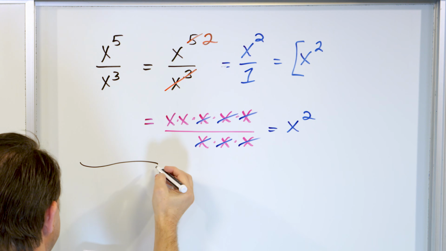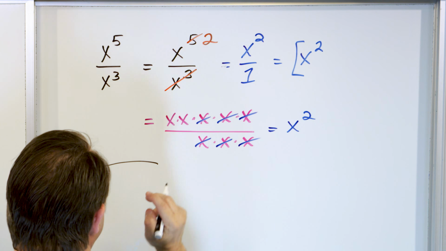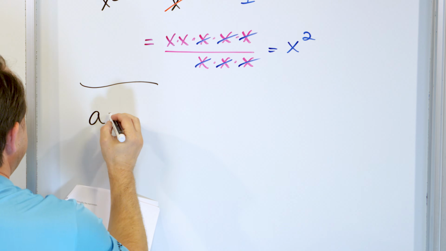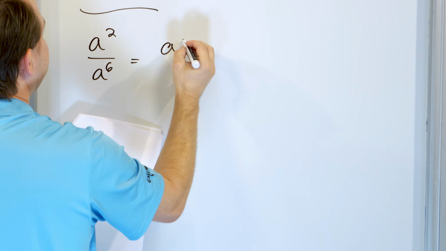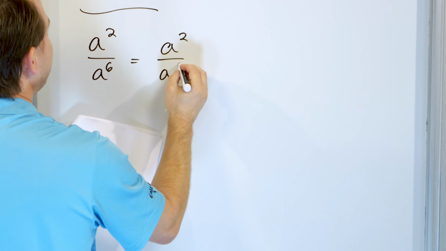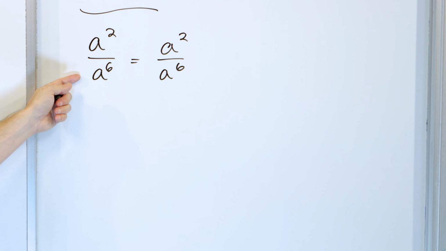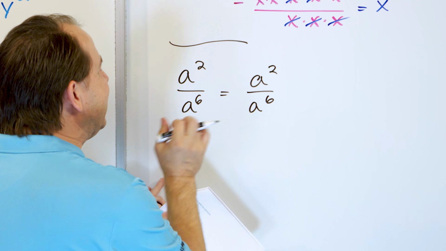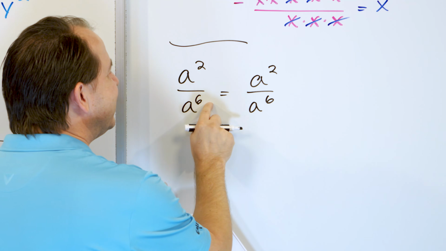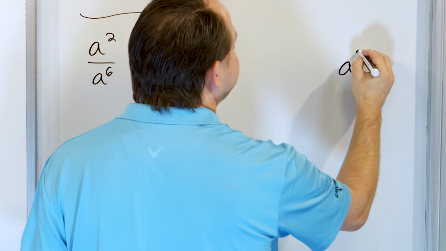Let's take a look at, and notice that 5 minus 3 is 2, so you could do it that way as well. What about a squared, a to the 6th power? Let's rewrite it before I strike through anything. Now, before we do anything, these are divided. So instead of adding the exponents, you could subtract them. So before you do anything else, 2 minus 6, let's just write the answer over here. A to the power of 2 minus 6.